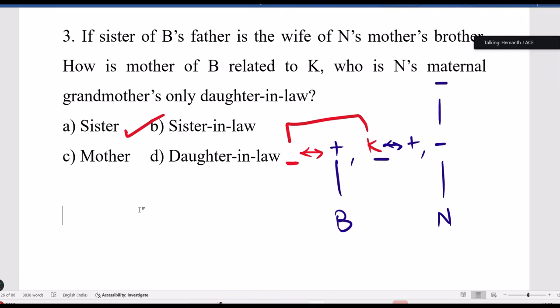See the diagram. N's maternal grandmother has only one daughter. N's mother's brother's wife, this is a couple. I use this symbol to mention a couple.